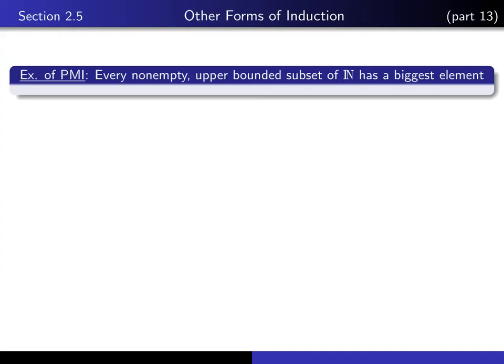This is part 13 in our series of lectures on section 2.5. In this lecture I'm going to do another example of the use of the principle of mathematical induction. I'm going to prove that every non-empty upper bounded subset of ℕ has a biggest element.